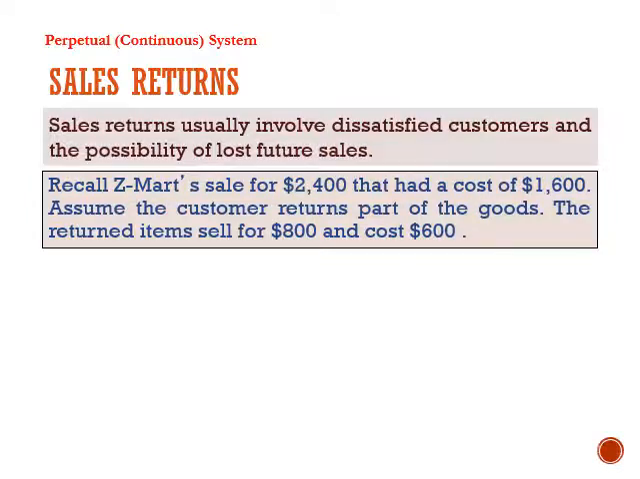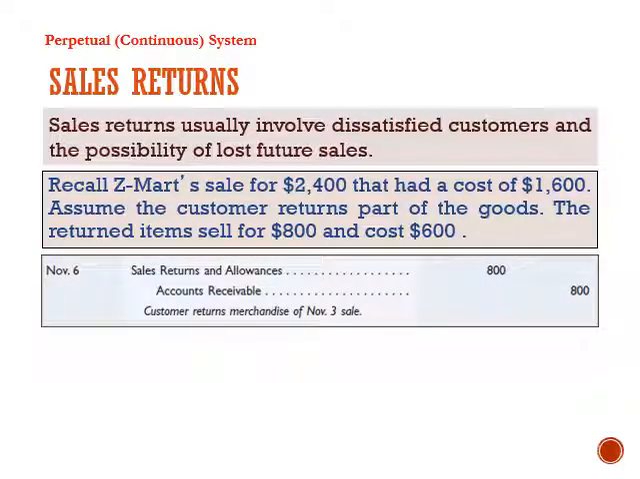Similar to purchase return, we could also have sales return. Say that Zmart's sale of goods on November 3rd for $2,400 had cost of $1,600. Assume that the customer returned part of the merchandise on November 6th, and the returned items sold for $800 and cost $600. The revenue part of this transaction must reflect the decrease in sales from the customer's return of goods by a debit of sales returns and allowances and a credit to accounts receivable for $800.